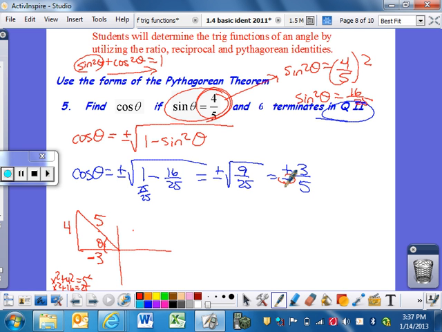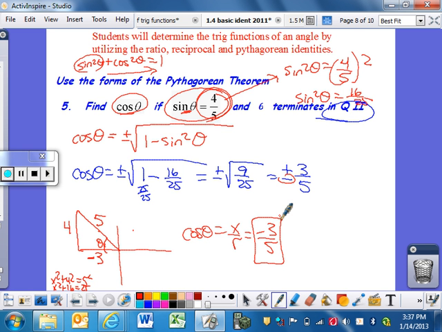Now, what would have been actually easier to solve this thing? Doing what I just did. Draw yourself a picture. If I give you sine and you know what quadrant 2 is, draw your picture. Fill in the missing triangle and then do what I'm asking. Cosine theta is x over r. Okay? And it's going to be negative 3 over 5. So that is your answer.